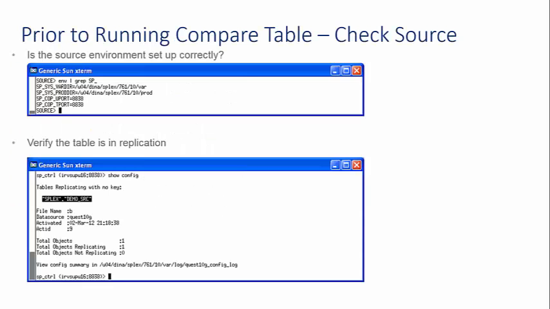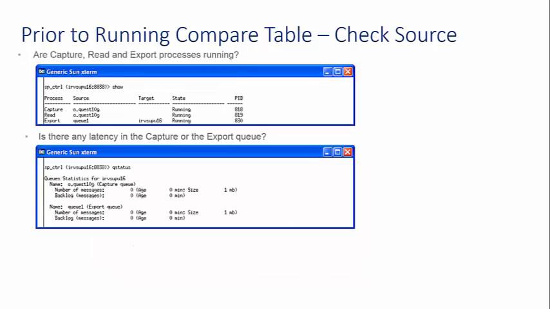Prior to running compare or repair, first log into the source server. Make sure your environment variables are set correctly by issuing env pipe grep $SP underscore on the command line. Then in SP control, issue the show config command to make sure the table is in replication. Followed by the show command to make sure all the SharePlex processes are running. And finally, check the queue status to make sure queues are empty or nearly empty, indicating the latency is low.